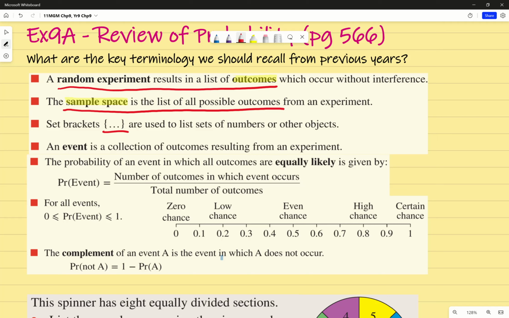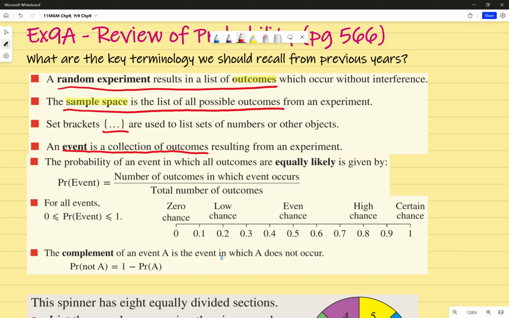An event is a collection of outcomes resulting from an experiment. Event, collection of outcomes. And then there's a formula. And then there's one definition, and I'm happy to move on from the notes there.